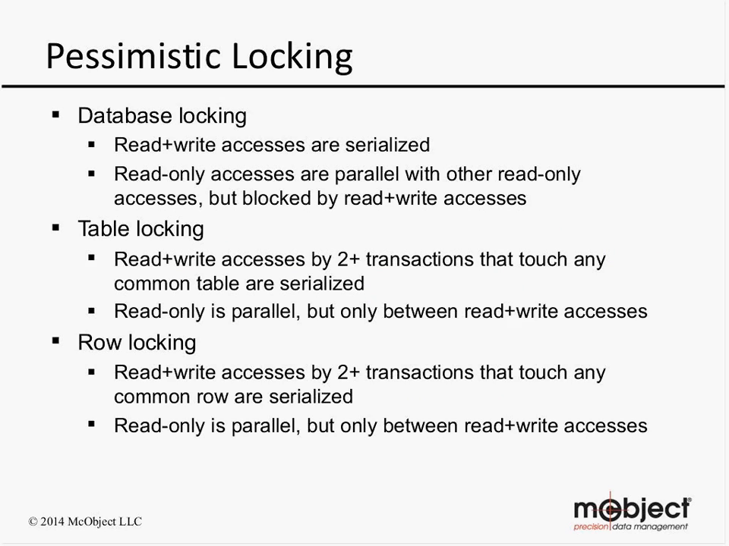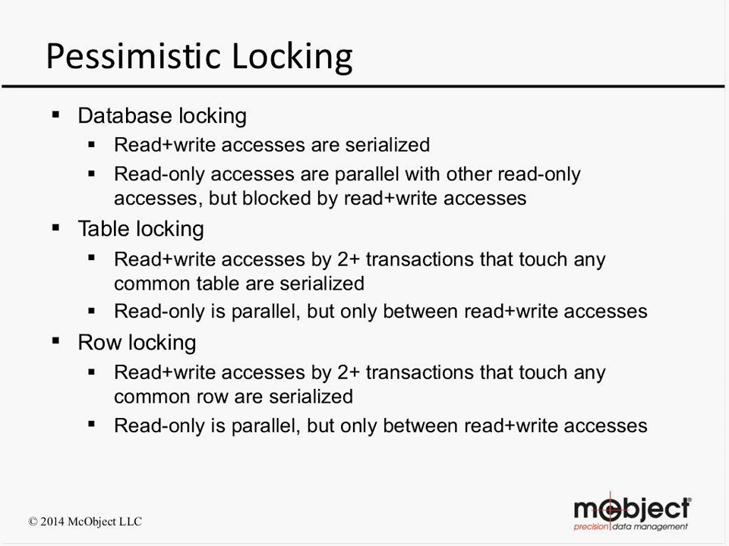So with pessimistic locking, there's three possibilities for the granularity. We can do database locking, just lock the entire database. We can do table level locking, and we can do row level locking. Each of these is going to exhibit different degrees of parallelism.